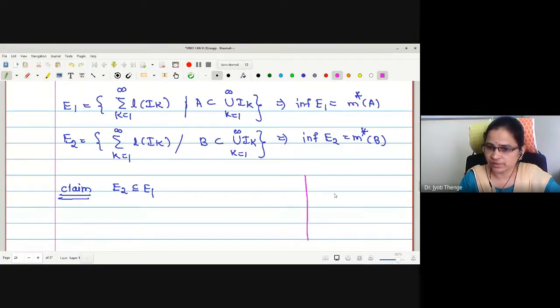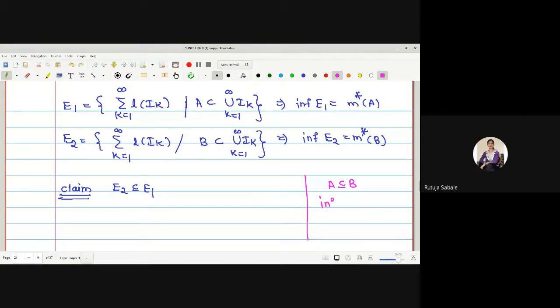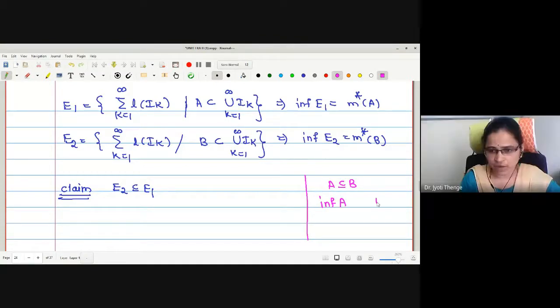In general, if I have a subset, set A is contained in B, and if I take the infimum on both the sets, what is the relation? Less, infima equal, or greater, infima A and infima B. What should I write here? Either it is less equal or greater equal.